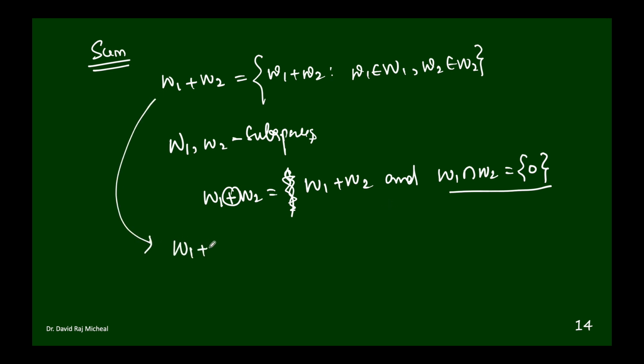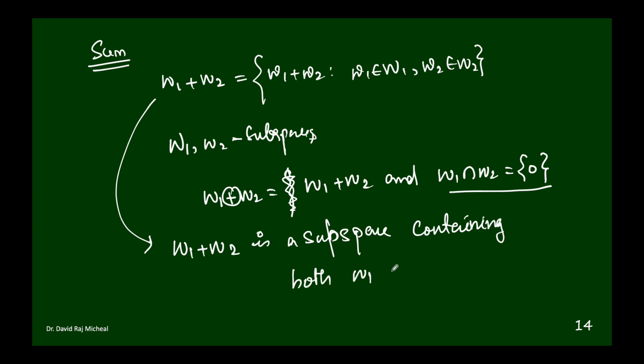One can verify that this is a subspace. So W1 plus W2 is a subspace containing both W1 and W2. That is very clear. Why? Because W2 has a 0, so you consider W1 plus 0, that will be W1 itself. Similarly 0 plus W2 is W2 itself. Therefore, W1 and W2 will be there.